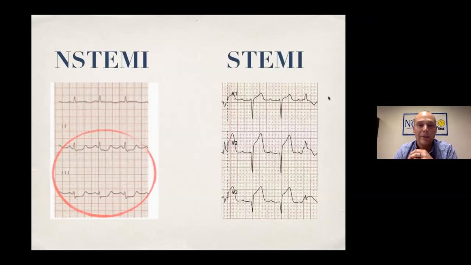Here are some examples of a non-STEMI versus a STEMI. You can see on the left here, you get the ST depression in the lower leads. You don't have any ST elevation, but over here on the STEMI, you definitely have that pronounced ST elevation. Those are the two differences you'll see. If all of them looked like this and they had a positive troponin, that would be a non-STEMI as well.